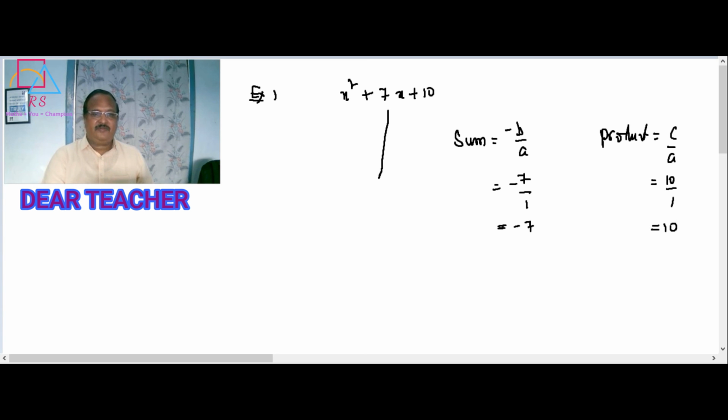Now let us find out the zeros. What are the factors? x plus 2 into x plus 5. I am aware of the factorization, I can do it immediately. For you it will take little time. So what is the zero? One zero is minus 2 and one zero is minus 5. So minus 2 and minus 5 are the 2 zeros.